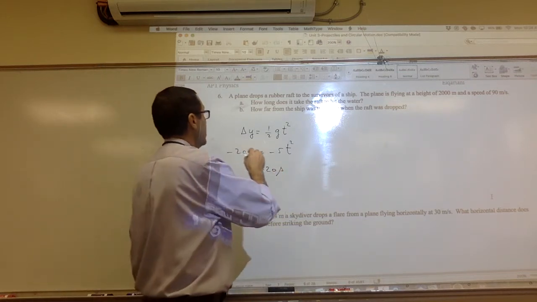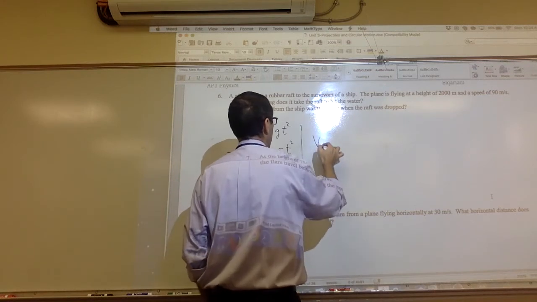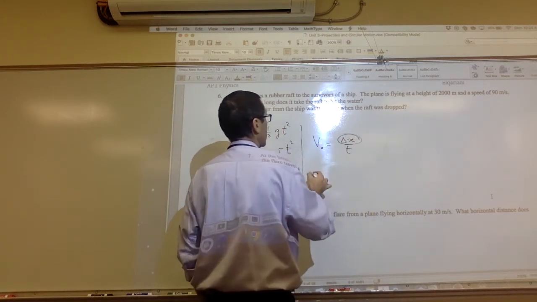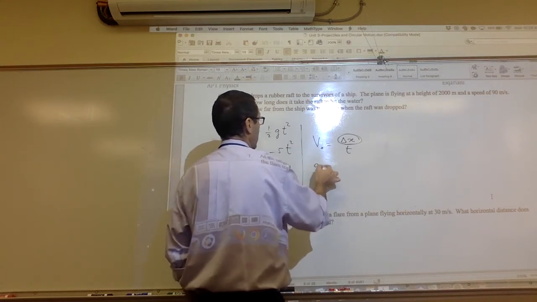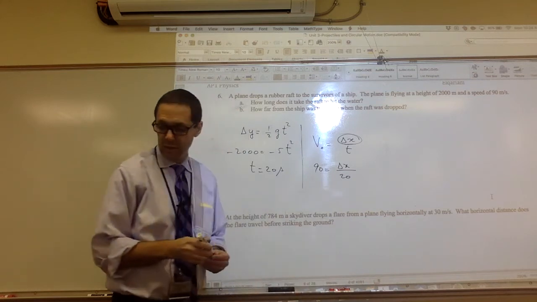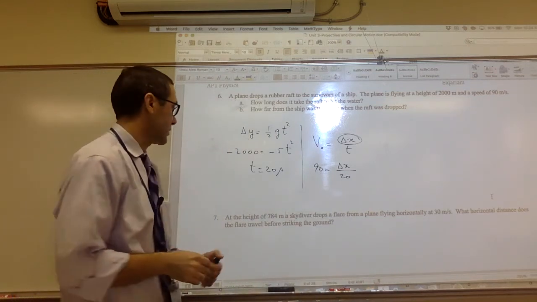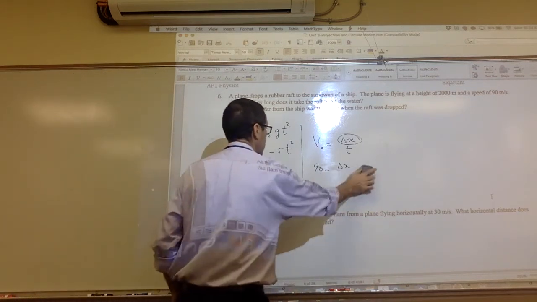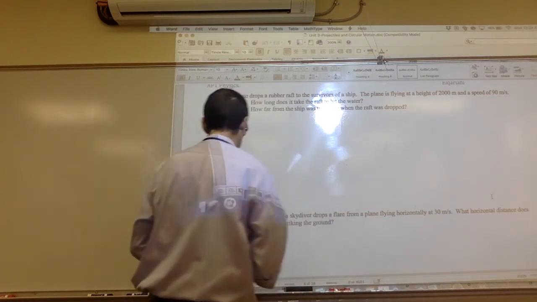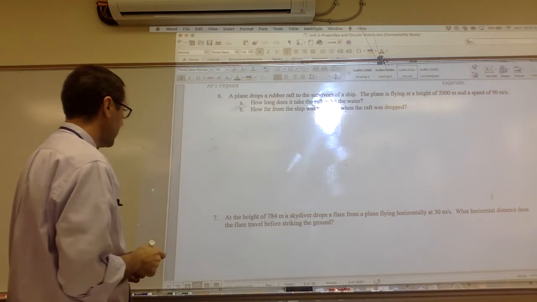How far from the ship? So we're going to have to do V0 equals delta x over t, and we have to find delta x. So this is 90 equals delta x over 20, and that should be 1,800 meters. See, they are pretty straightforward. They're pretty quick. All right, let's look at number 7.